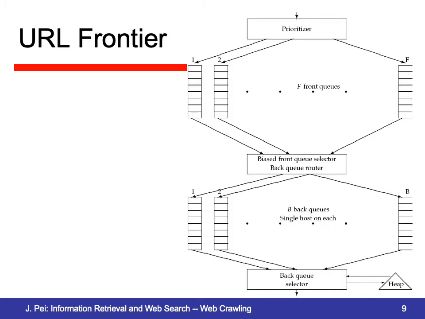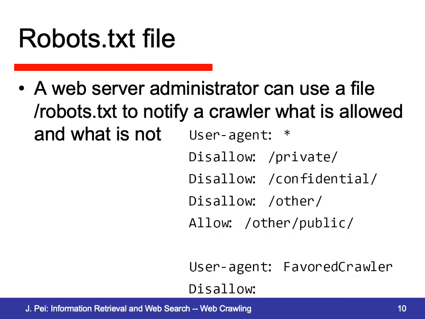Let's look into a little bit more detail about how to implement it. Now, suppose a web crawler searches a website. Then indeed the website administrator can also work with the web crawler to provide some information to the web crawlers on what pages in the website the crawler may find interesting and may crawl. This is through a text file called robots.txt. This is a file designed by the web server administrator. The purpose is to notify a crawler what is allowed and what is not.